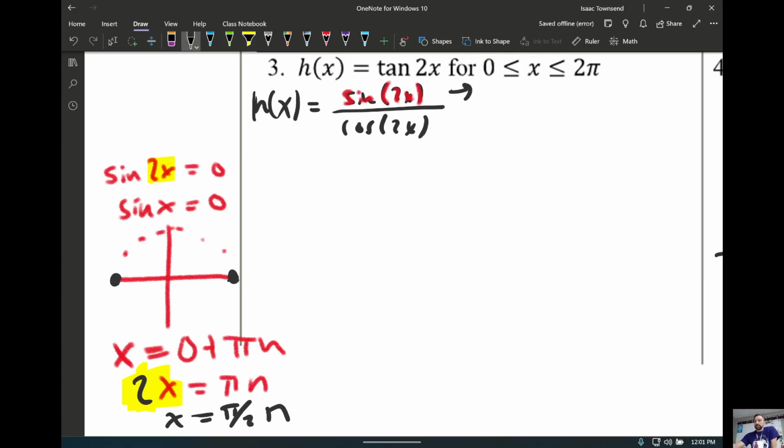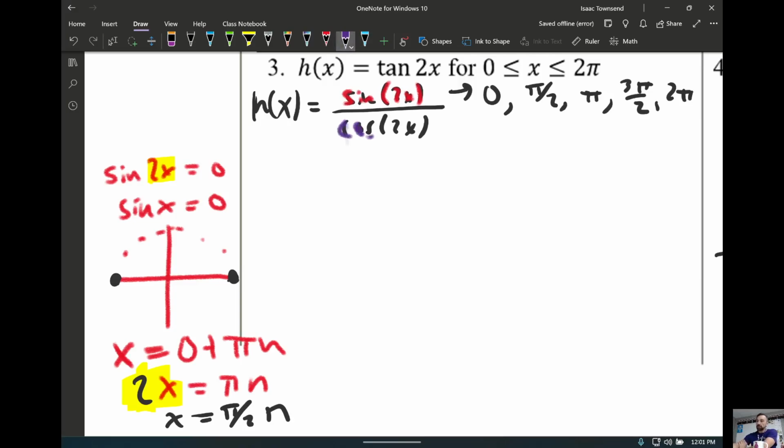So if n is 0, we get 0. If n is 1, we get pi over 2. If n is 2, we get pi. If n is 3, we get 3 pi over 2. And if n is 4, I get 2 pi. Now, n could be 5 and 6 and 7 and 8, but why did I stop? Right, it's not in the domain of this question.